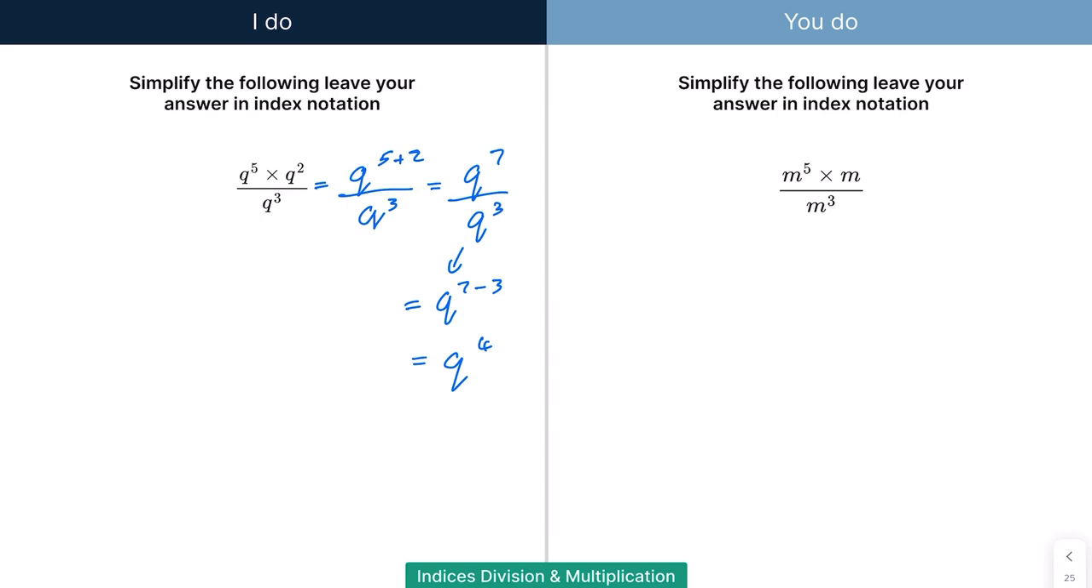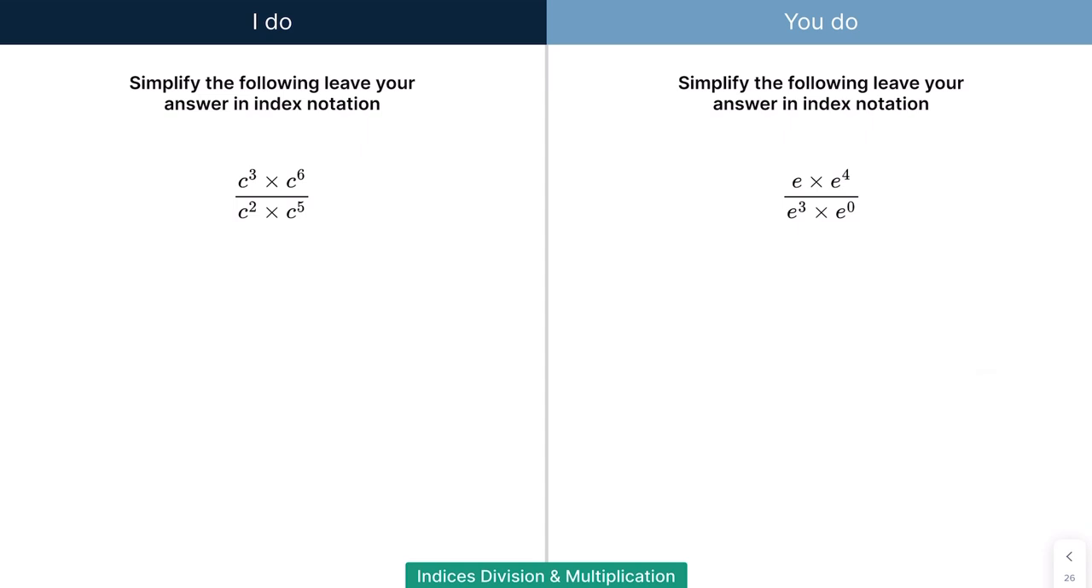Okay, so hopefully you pressed pause and had a go at this. Now there is a 1 there. So the top becomes m to the power of 5 plus 1 over m to the power of 3, which becomes m to the power of 6 over m to the power of 3. And now because this is just a fraction, we're just going to subtract the 2. So 6 minus 3, and that becomes m cubed as our final answer.